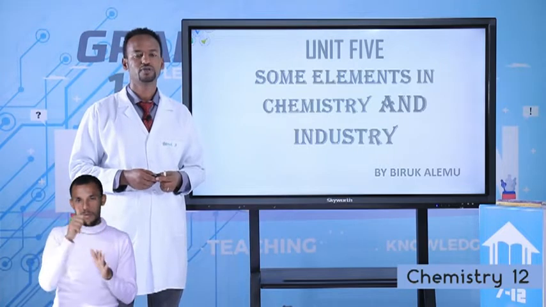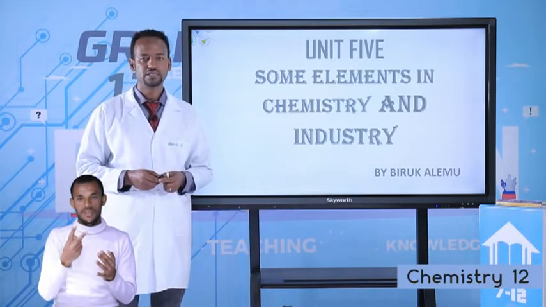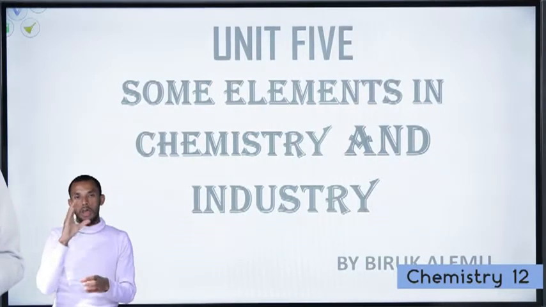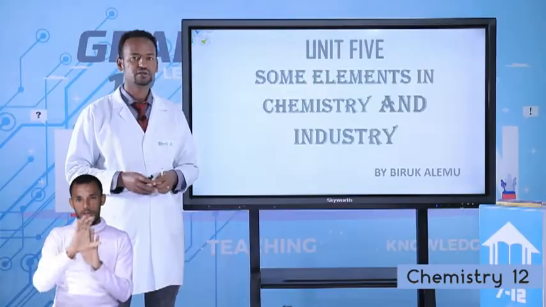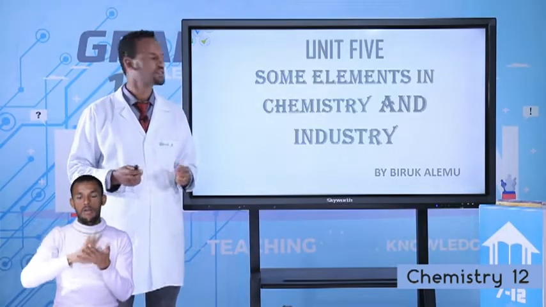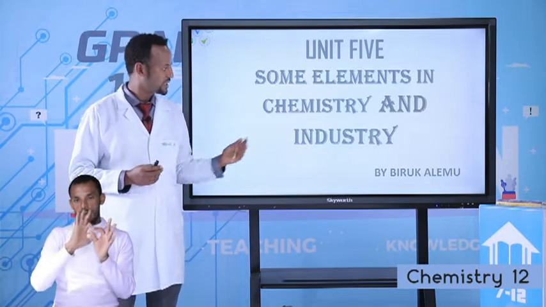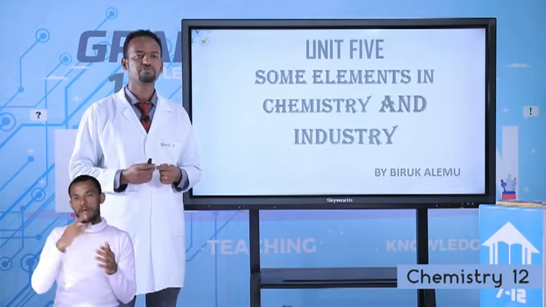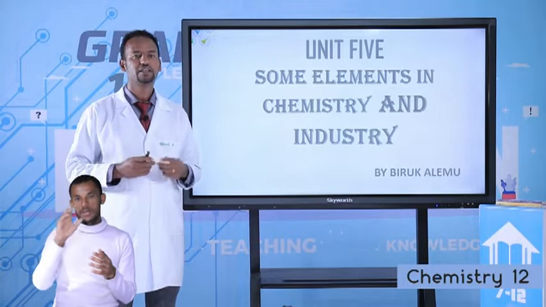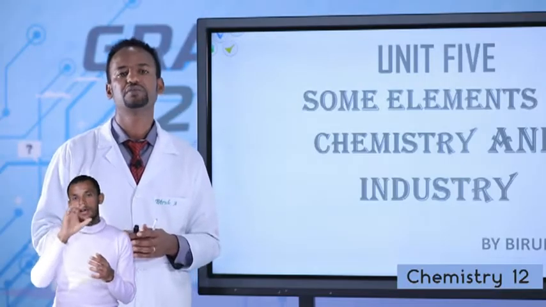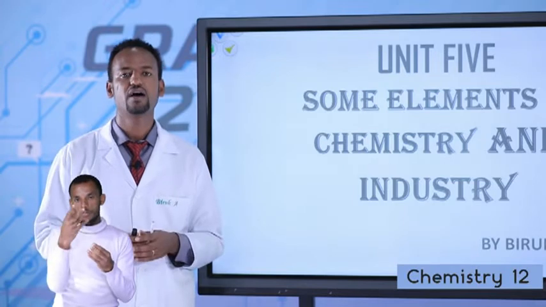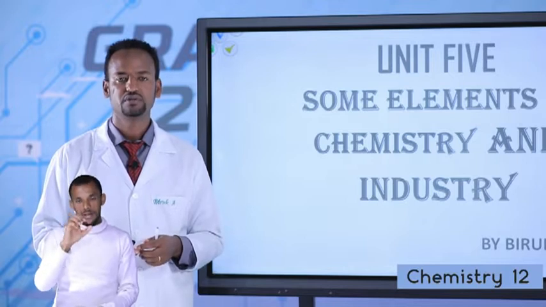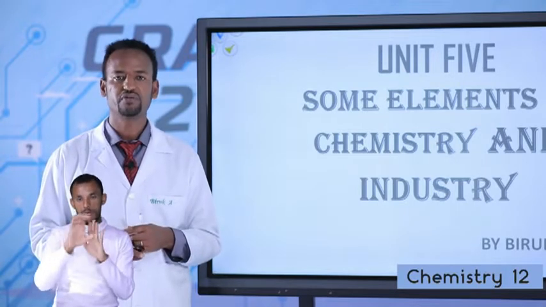I am Brook Alamu. Today we are going to discuss the new chapter, some elements in chemistry and industry. In this chapter, we discuss a number of definitions, the definitions for industry, the extractions of different elements like sodium, calcium, tin, zinc, silicon, chromium, also the use of different compounds like ammonia, nitric acid, sulfuric acid, DAP, and so on. This is the new chapter, grade 12, unit 5.